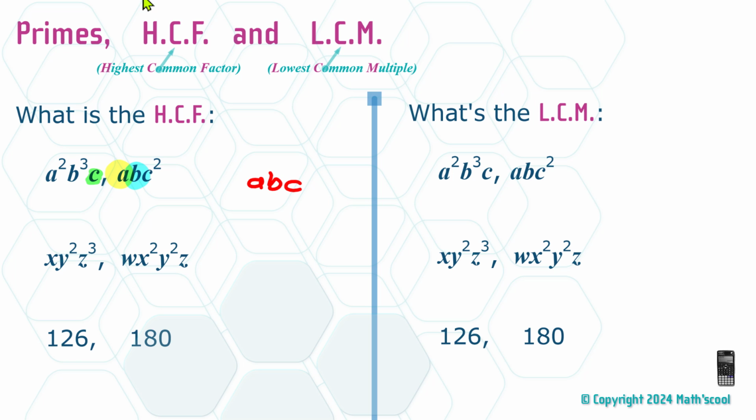If I'm doing it for this one, again, I'll start off with the x's. I'm going to use the one with the lower power. The y's, they've got the same power, so I can use either one. I fancy using this one. The z's, the one with the lower power, so this one. And there's a w in this one, but there isn't a w in that one. Well, it's got to be common, so if there isn't a w in the other one, just ignore it. So the highest common factor in this case is going to be x, y squared, z.